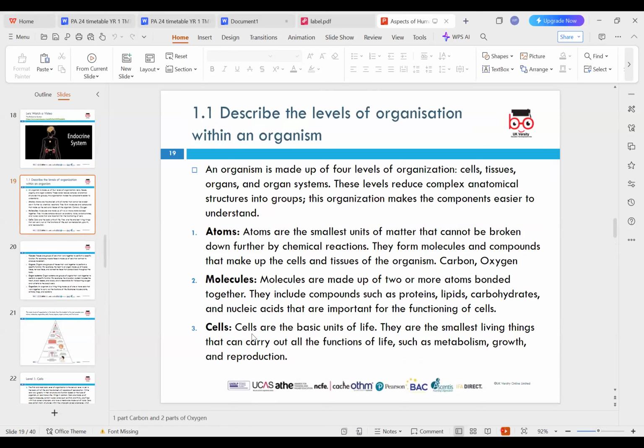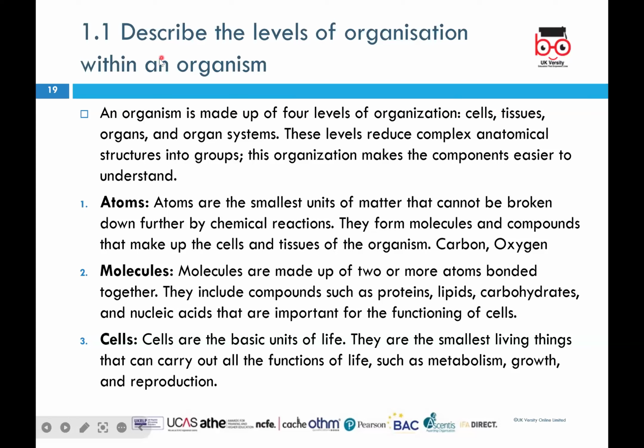I'll just go through a bit of this part. So if you want to describe the level of organization within an organism, what are the different parts within an organism? An organism is made up of 4 levels of organization. They are the cells, the tissues, the organs, and the organ systems. They're all linked together.